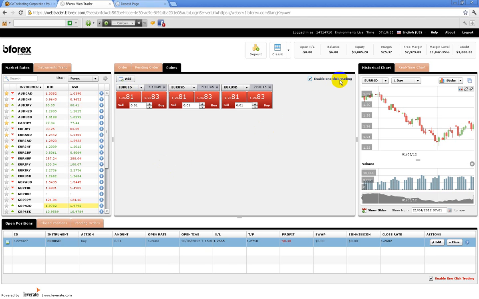Now, here we have enable one-click trading. Instead of clicking through a confirmation like we did before, we only need to click once, and the position is automatically opened right below. Now, this is about our third section. Let's go over the fourth section.